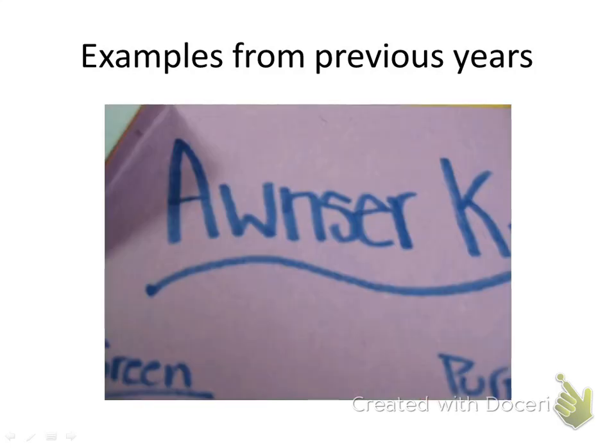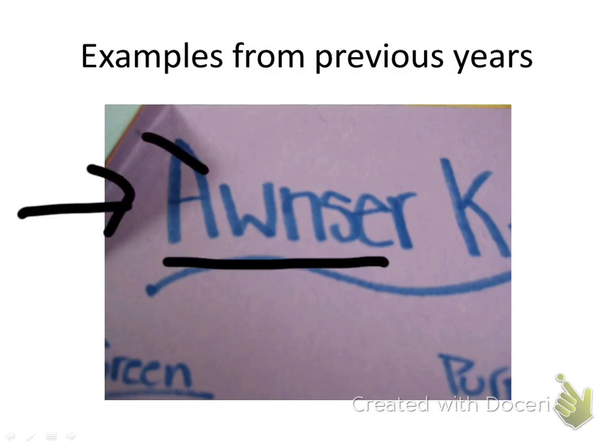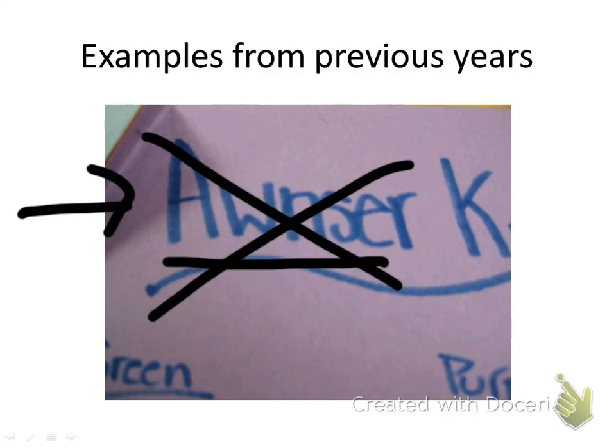This is why on the rubric I say 40 points. This is important. This is not how you spell answer. Answer is spelled differently. So make sure that you know how to spell correctly before you put it on your board. That will make you lose points for incorrect spelling.